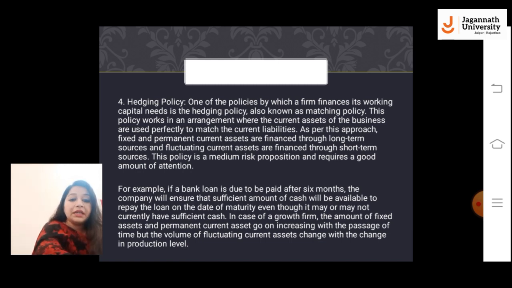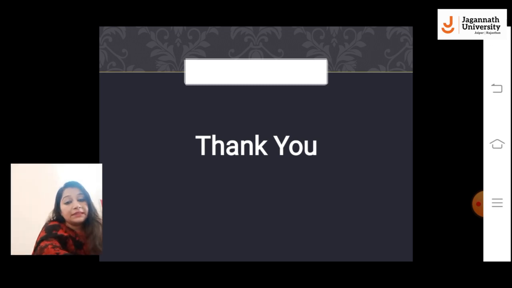Say, for example, if the bank loan is due to be paid after 6 months, the company will assure that sufficient amount of cash will be available to repay the loan on the date of maturity, even though it may or may not currently have sufficient cash. In case of a growth firm, the amount of fixed asset and permanent current asset goes on increasing with the passage of time, but the volume of fluctuating current asset changes with the production level. So, these are some of the approaches of financing current asset.